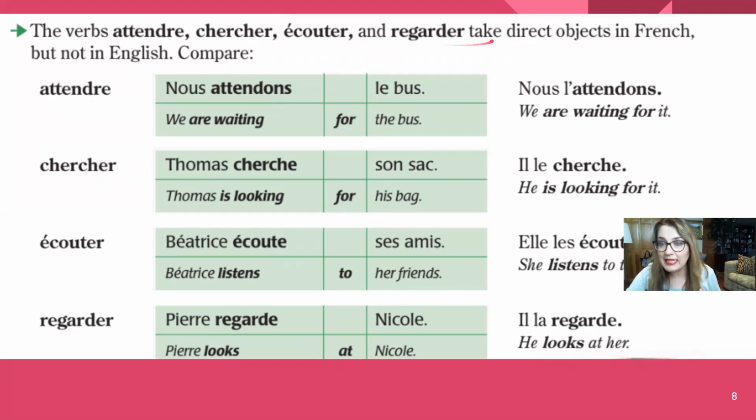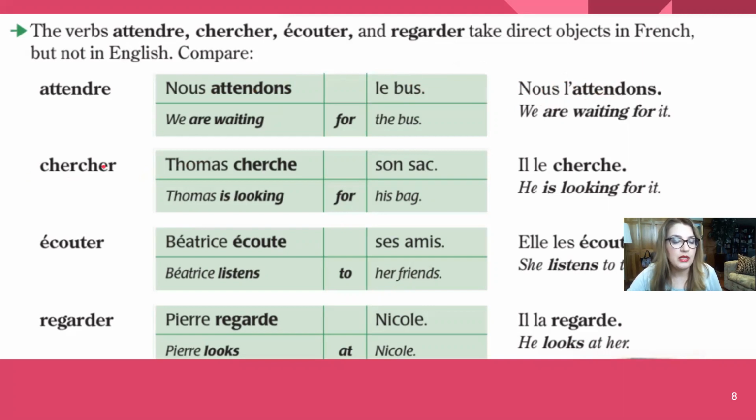When they say these verbs take direct objects, it means the verb is not followed by a preposition like à or de. Nous attendons le bus right away. So le bus is directly placed after the verb, and it is the direct object of the verb. While in English, you'd say, we are waiting for the bus or for it. Since le bus is a direct object of the verb, when we replace it with le or l', the l' is a direct object of the verb. So, nous l'attendons. We are waiting for it, or we are waiting it. And l' is a direct object.